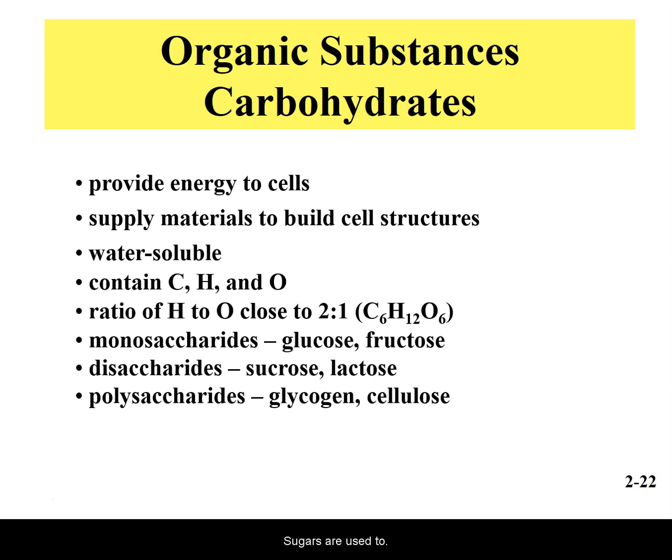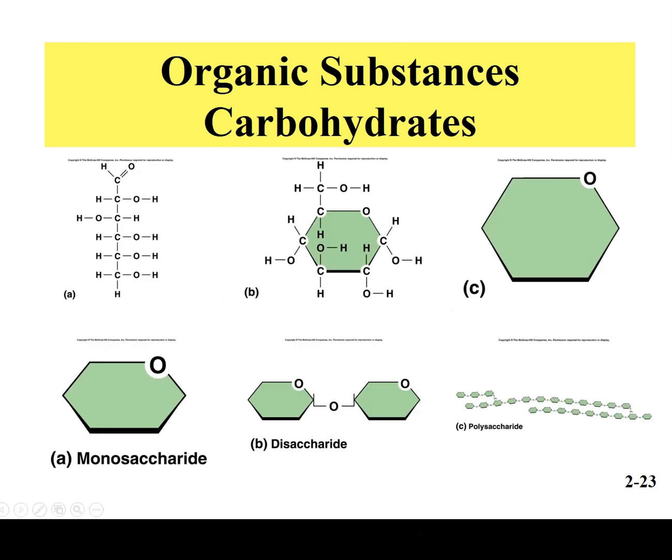Sugars are used to hold adjacent cells together. It is used for energy. It is used on the surface of cells for holding things together, for communication between cells. It plays an important role in cell structure also. Now these are structural formulas. Again, here's a monosaccharide. It has an easily broken bond, C6H12O6, a simple carbohydrate, monosaccharide.